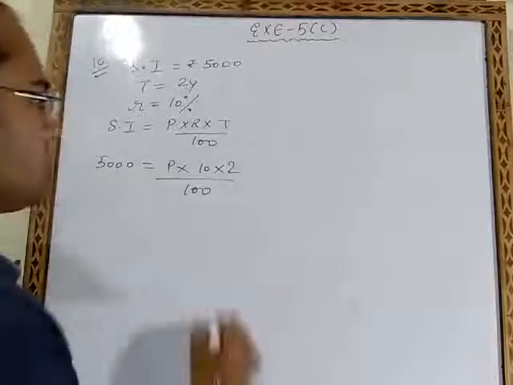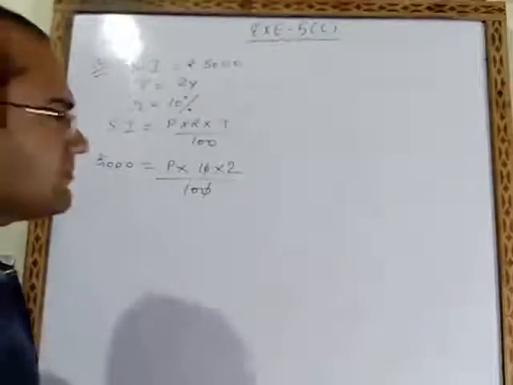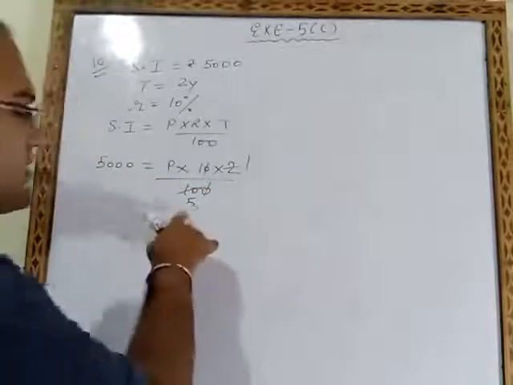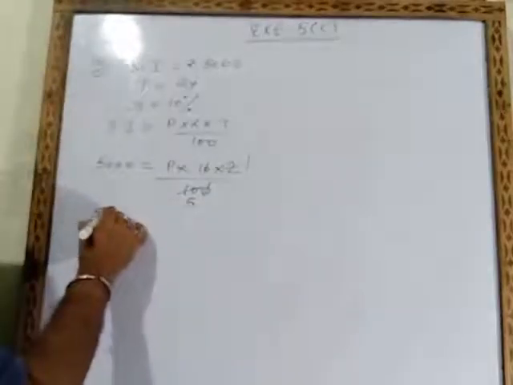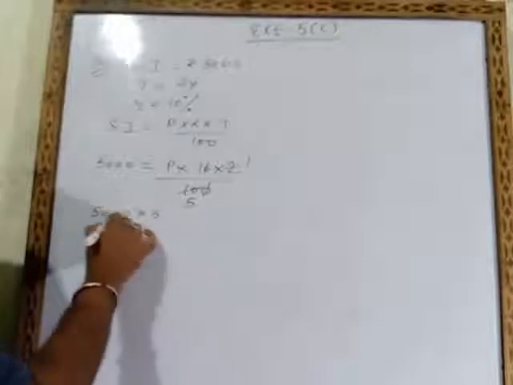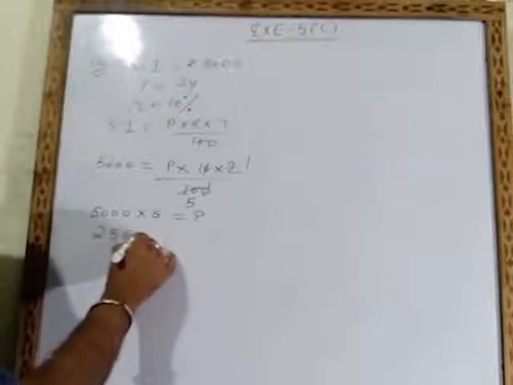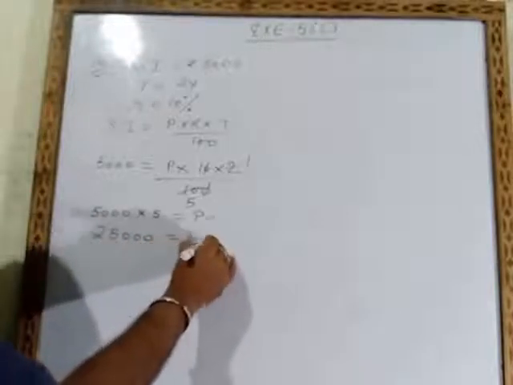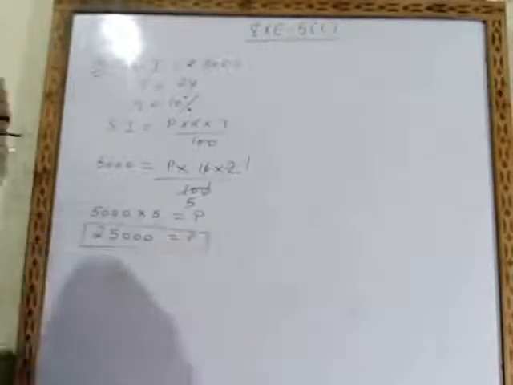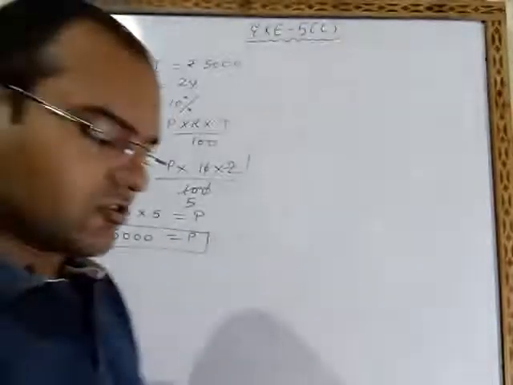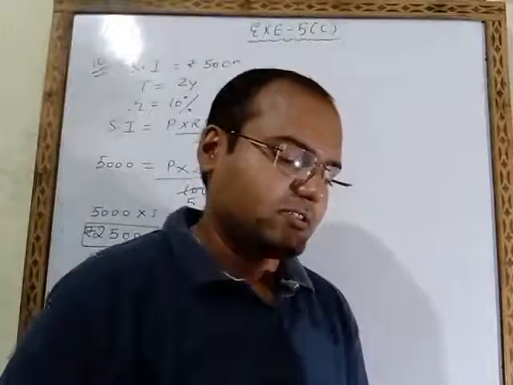Now these two 0 will get cancelled. 2 1 ja 2, 2 5 ja 10. This 5 is in divide. On left hand side this will come in multiply. So 5000 multiply 5 is equal to P. So we will get 25,000 is the answer of P. P means principal. So here we got the answer of principal. Principal is 25,000 rupees. Now we will read next sentence.